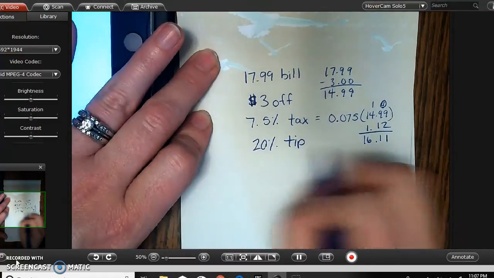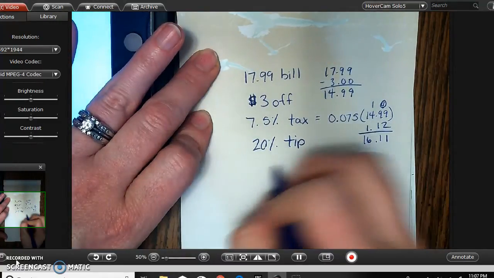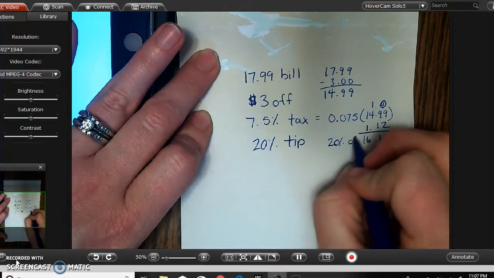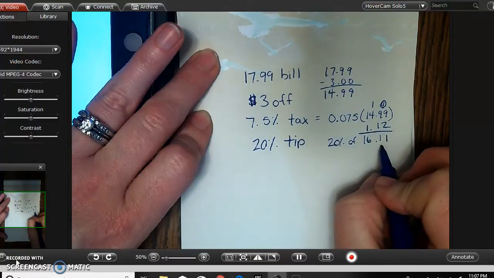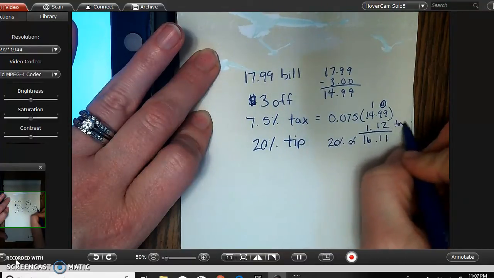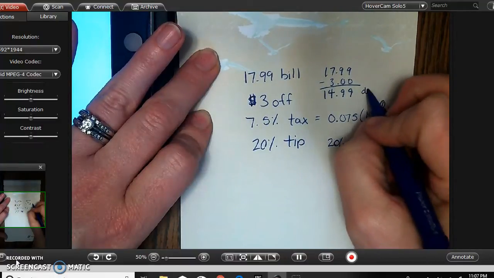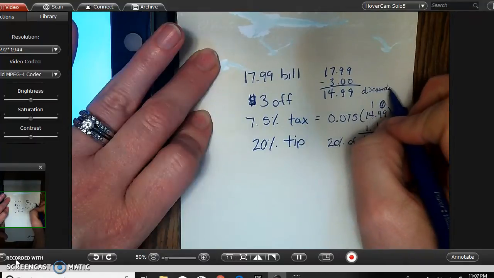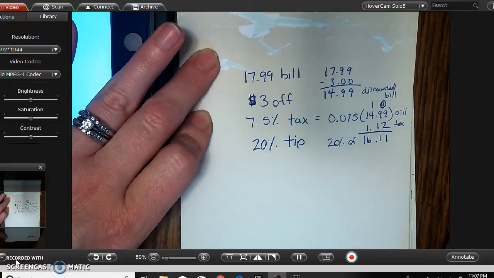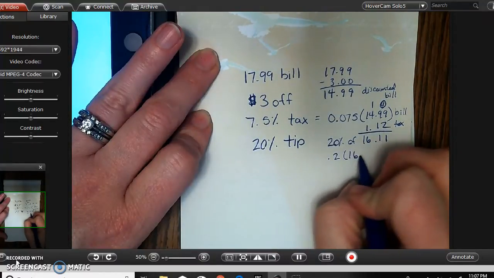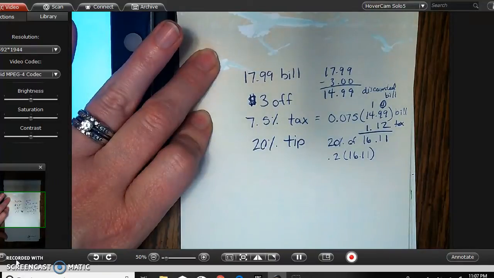So now I want to get a 20% tip. So now I need to add on a 20% tip. So now I'm going to find 20% of my new total here with tax. So this is my tax. This was my new bill with a discount. So this was my discounted bill. Just to kind of label some stuff in there so you can see it. So now I need 20% of that. And that problem right there is going to tell me what my tip is.